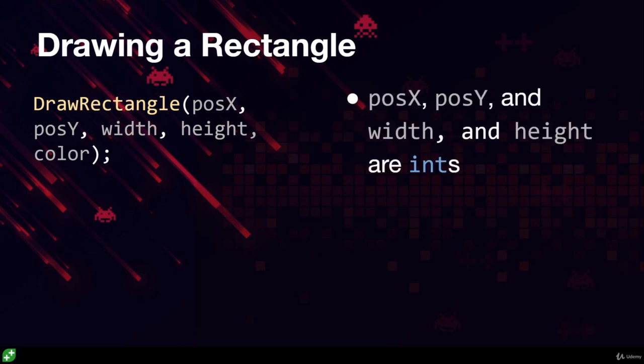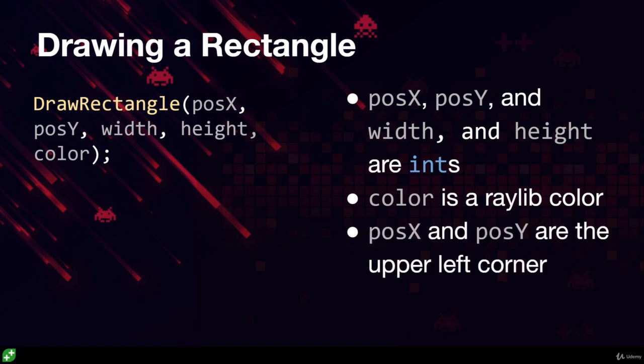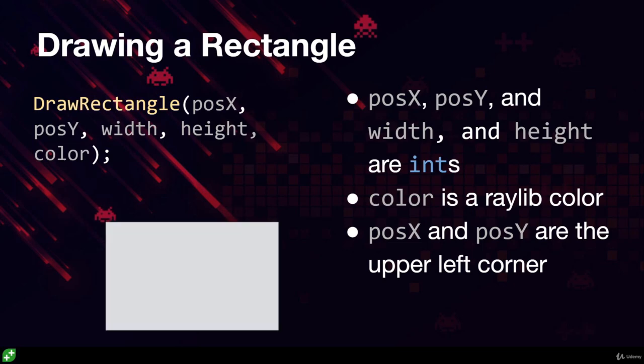Now, pos x, pos y, and width and height are all ints. Color is a Raylib color, similar to the color we use in draw circle. Now, pos x and pos y correspond to the upper left corner of the rectangle. They refer to the x and y of the position of the upper left corner. Here's the rectangle, and here's its upper left corner.